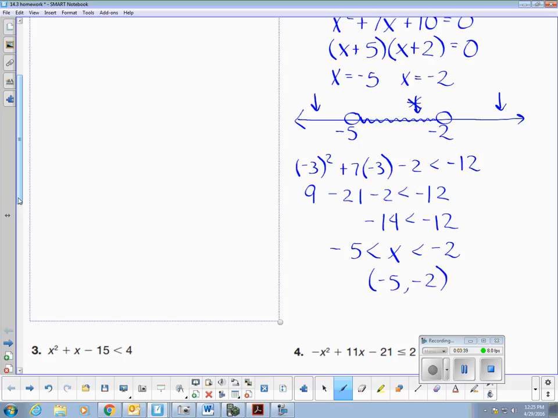Now, I know this looks like an ordered pair, but in this particular situation, it's actually an inequality that's written in interval notation. And the way that we show that is we say x is an element of. So that we know, therefore, that it's not an ordered pair, it is the solution set to this inequality.